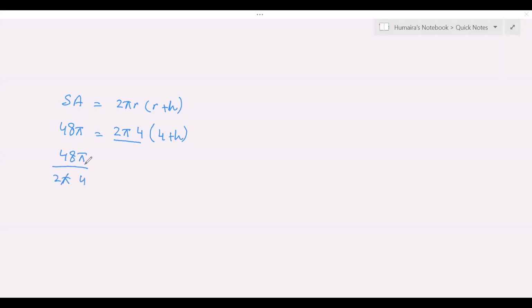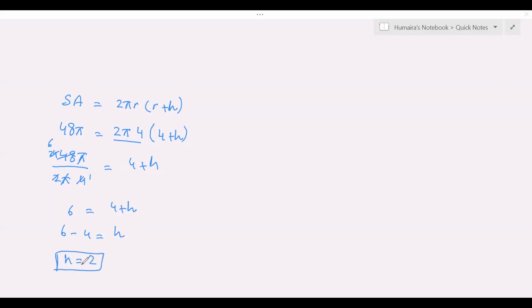We can cancel pi with pi, and 2 ones are 2, 2 twos are 4, 2 fours are 8. Equals 4 plus h. We will be left with 4 ones are 4 and 4 sixes are 24. 6 is equal to 4 plus h. And 6 minus 4 is equal to h. That means h is equal to 2.